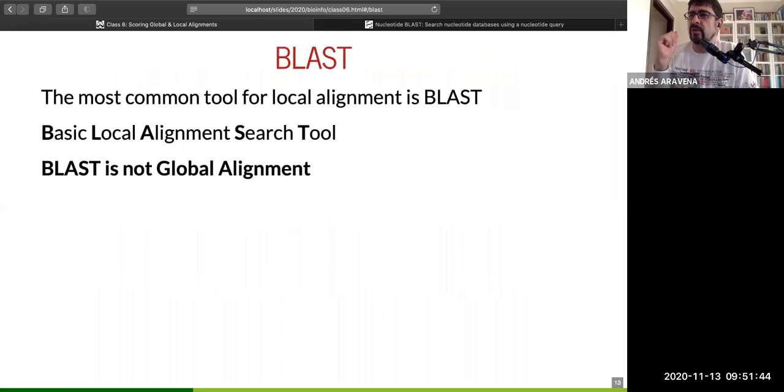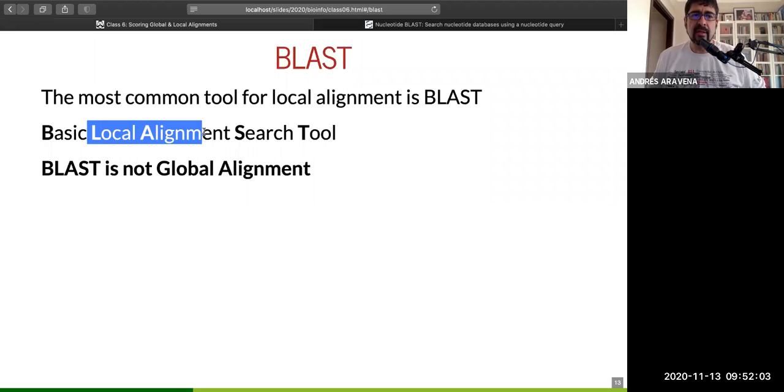Why do we care? What is the tool that we are going to use? And you probably know this name. Now, what is the point here? There are two points here. One is BLAST is the tool that we are going to use today. And the other point is BLAST is local alignment. This is the message here. People tend to use BLAST thinking that BLAST is global alignment, and it's not. BLAST is local alignment. Okay.